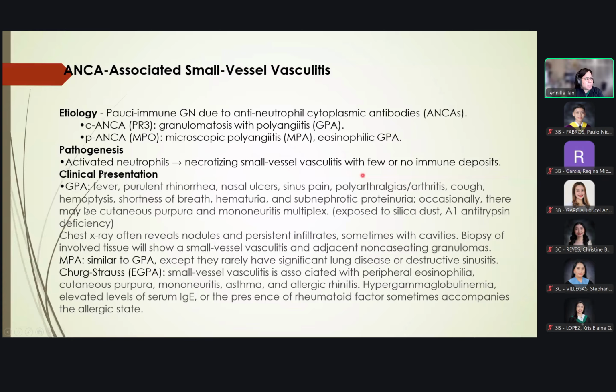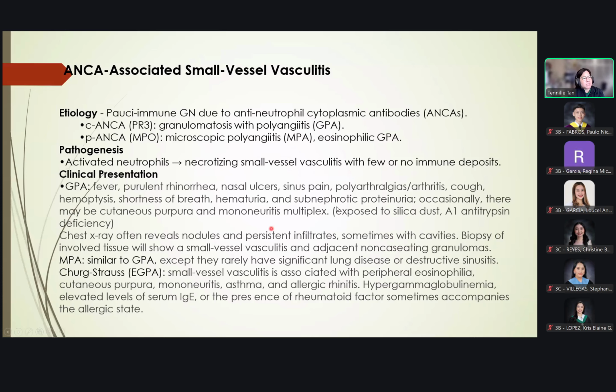So the clinical presentation depends on which of the three conditions. For your GPA, granulomatosis with polyangiitis, the patients will present with fever, purulent rhinorrhea, nasal ulcers, sinus pain, polyarthritis and arthritis, cough, hemoptysis, shortness of breath, hematuria, and subnephrotic proteinuria. Occasionally, there may be cutaneous purpura and mononeuritis multiplex.